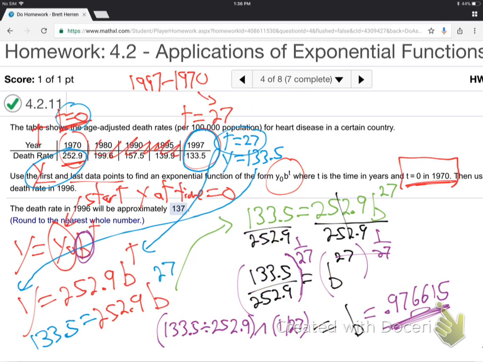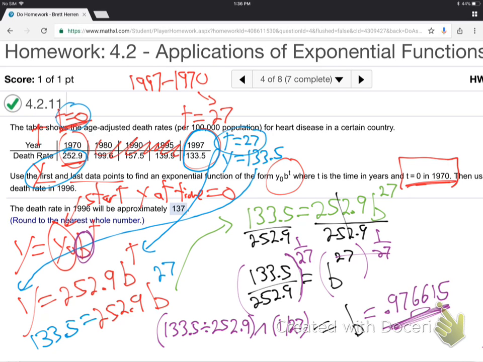So what they're always going to do on these is give you two xy points. Time 0, y value, time 27, y value. When they say exponential, you always use the equation y = y0 b to the t. Put in the y0, then put in the second point, t and y, and solve for b. Once you get b, put that back in, and then answer the final question.